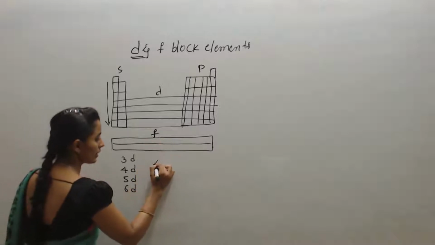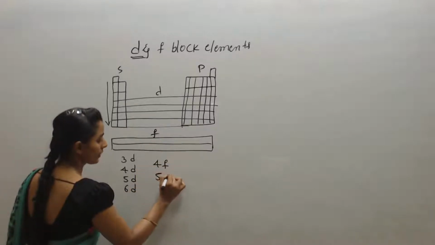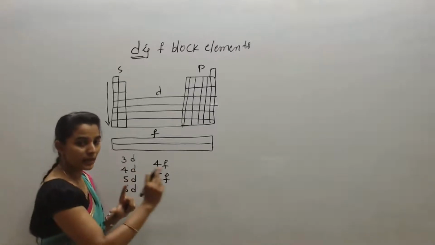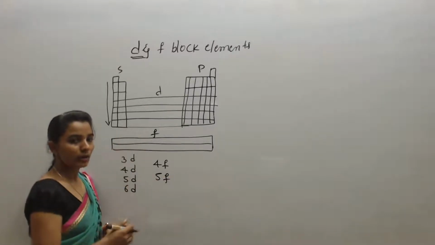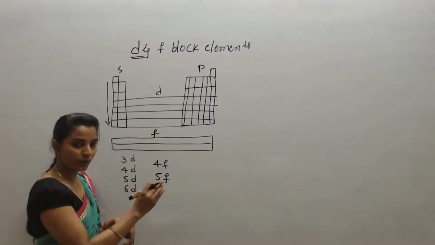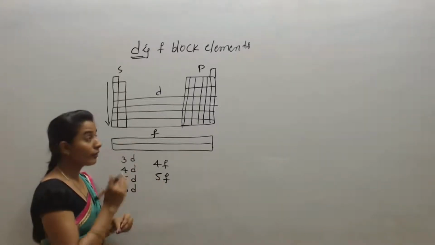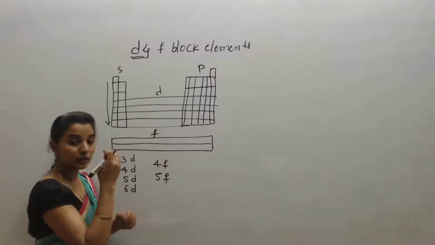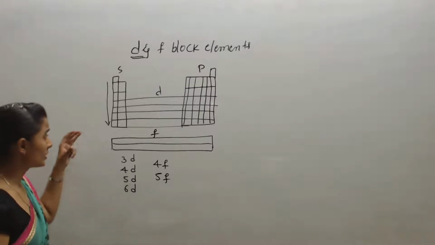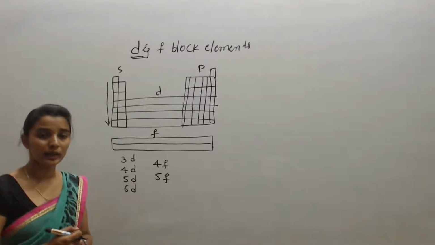And this F is like the 4F series and 5F series. So these D and F block elements are studied in series, not in groups. The reason is they show variation in their properties along a period but not along a group. Why didn't they show variation in a group? I'll explain why. First I'm telling them what the difference is between S, P, D and F block elements.